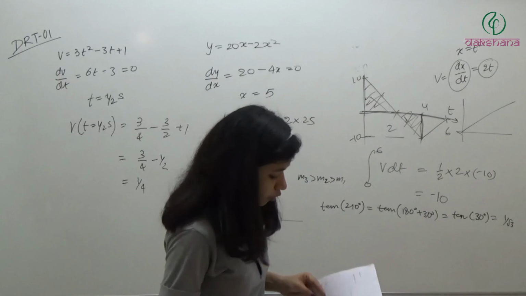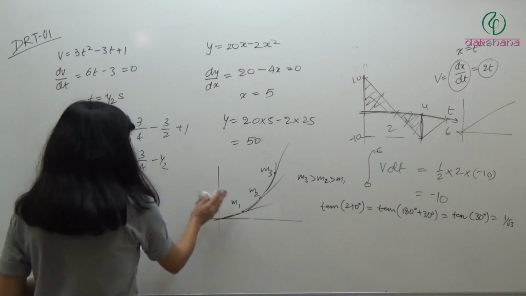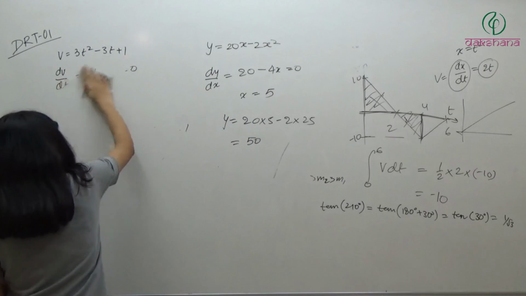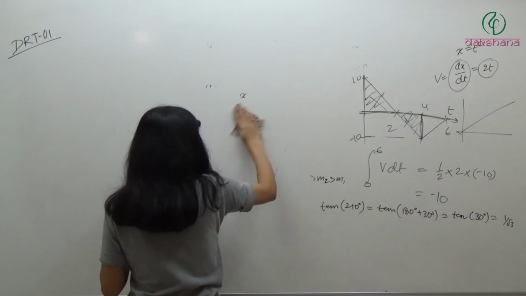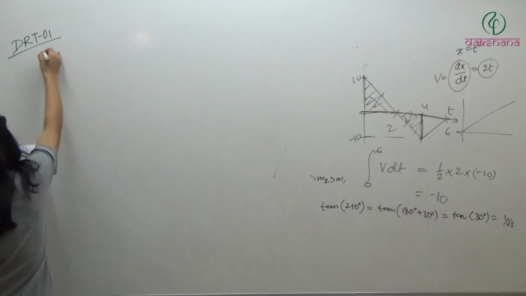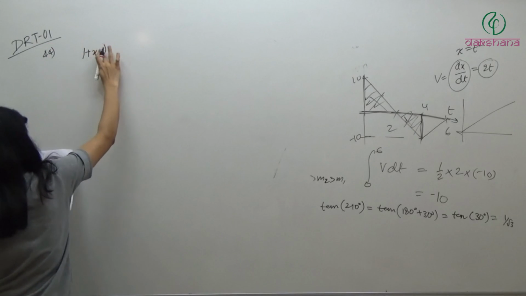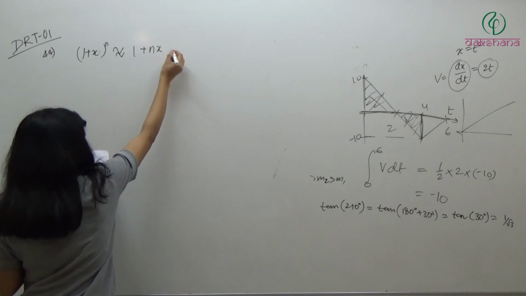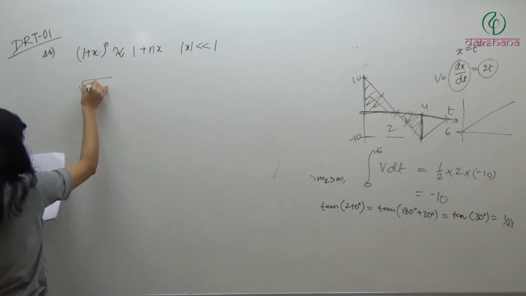Next is question number 44. Use the approximation 1 plus x to the power n is approximately equal to 1 plus nx where mod x is very much less than 1, and find the approximate value of √99. So we have to use 1 plus x whole to the power n is approximately equal to 1 plus nx, where mod x is very much less than 1. So we have to find √99.